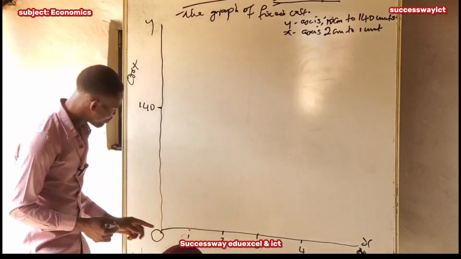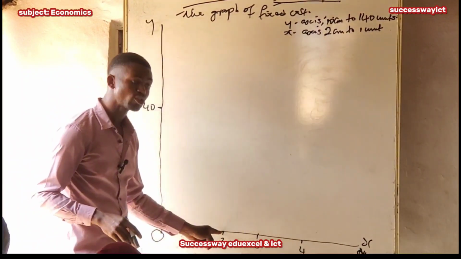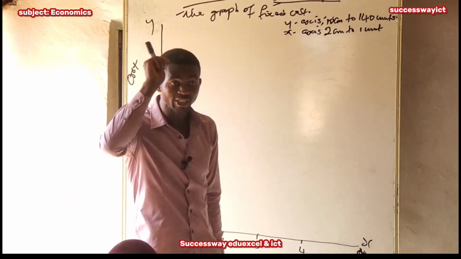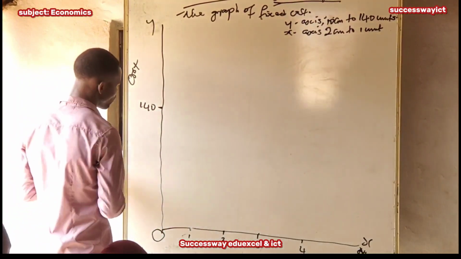What that means is that I measure from here to here 2 centimeter. From here to here is what? 2 centimeter. So 2 centimeter to provide what? 1 unit. Is that clear now? So let's go.